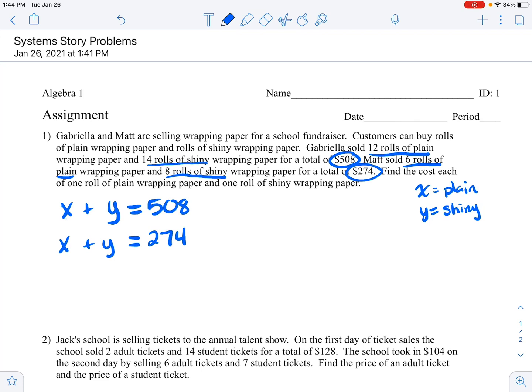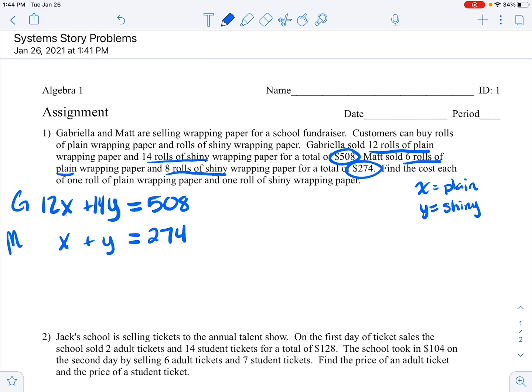Now, how much were each one? Or how many rolls did each person sell? This first equation is for Gabriella. Gabriella sold 12 plain, so I'm going to put a 12 in front of the x, and 14 shiny, so I'm going to put a 14 in front of the y. Then this bottom equation was Matt's. Matt sold 6 rolls of plain and 8 rolls of shiny. That's the hardest part with these, getting our equations set up. From here, we're going to solve just like we always would.